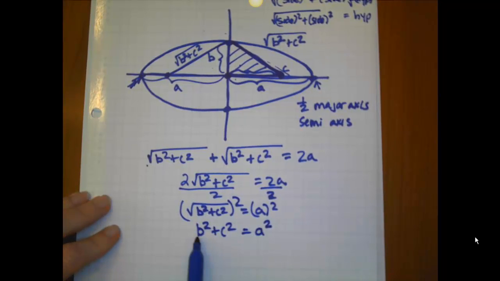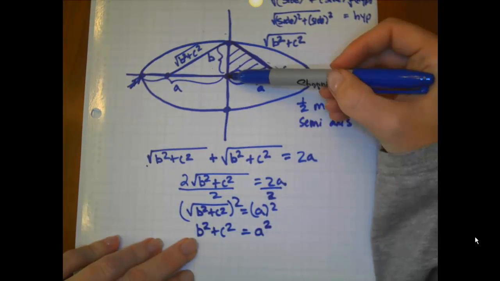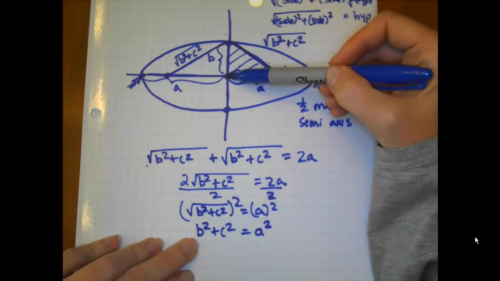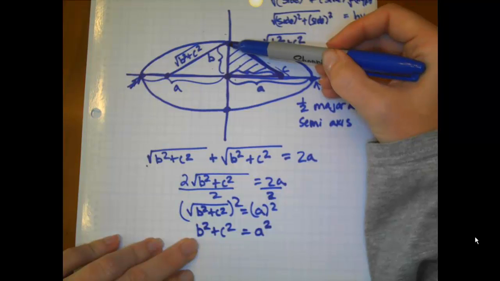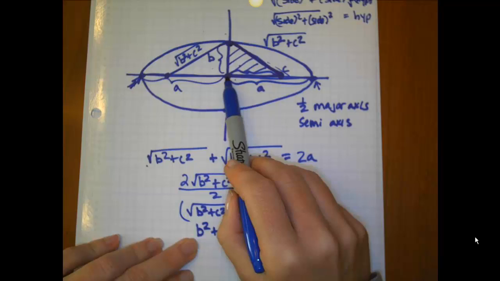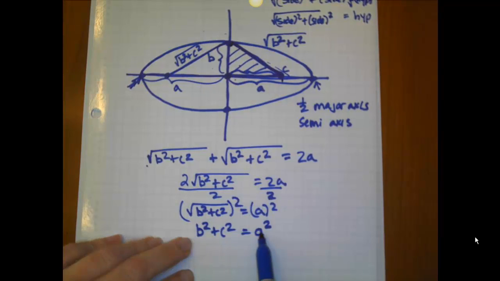So again, b, c, and a don't represent the traditional sides and hypotenuses of a right triangle. B represents half of the minor axis, the distance from the center to the point on the ellipse. C represents the distance from the center to a foci, and A represents the distance of a semi-axis.